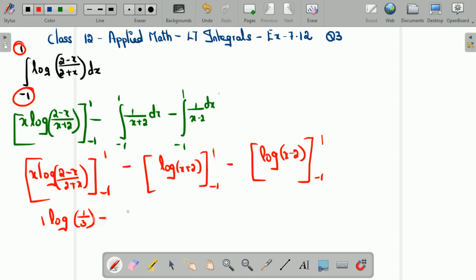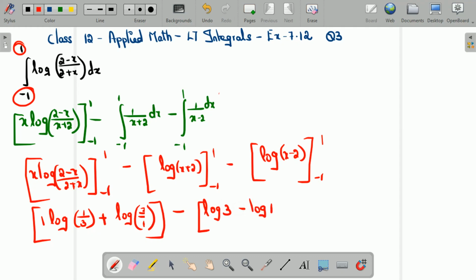Now minus the lower limit. When I apply a negative sign, this negative and minus 1 will become plus. So this is 1 into log of, now 2 minus of minus 1 is 3, so this is going to be 3 divided by 2 minus 1. So this is going to be log 3. Now in this case it is minus of, let's apply the upper and lower limit for this. Here this is going to be log of 3, then minus of log of 1.